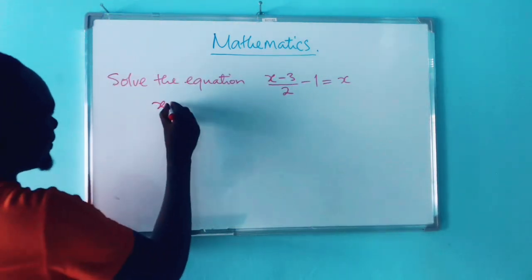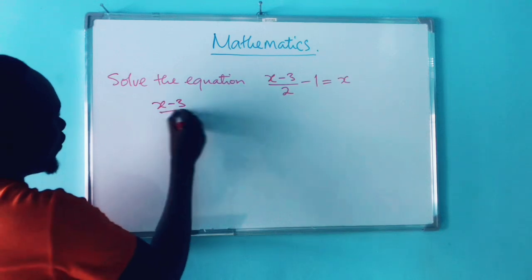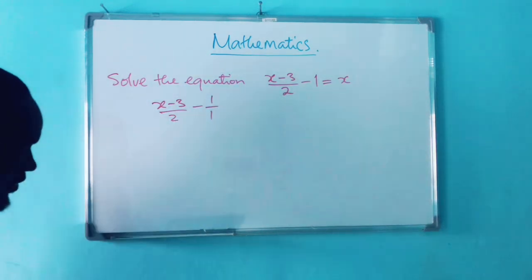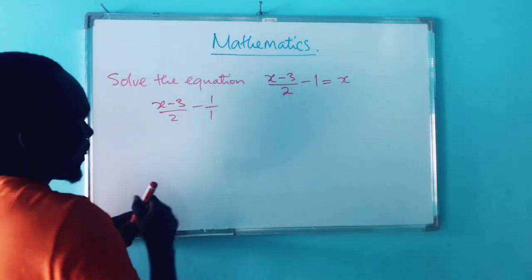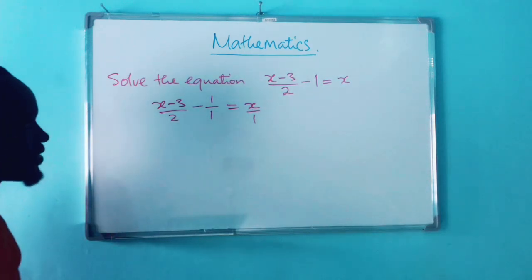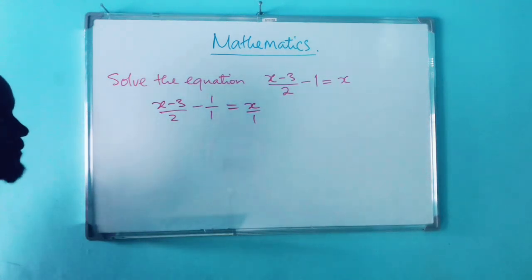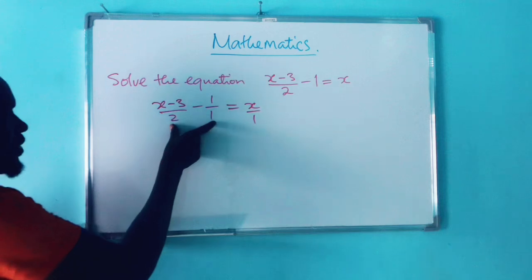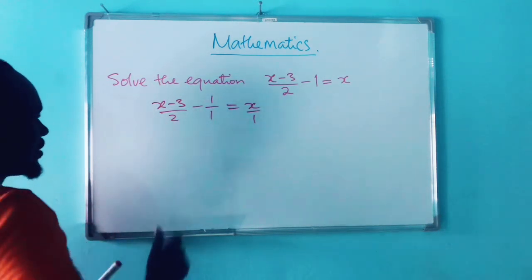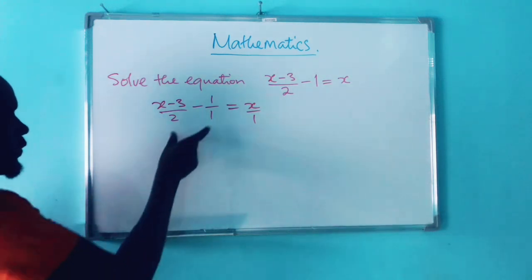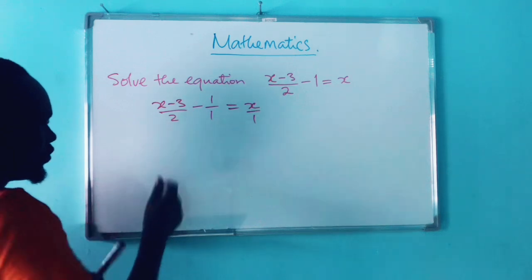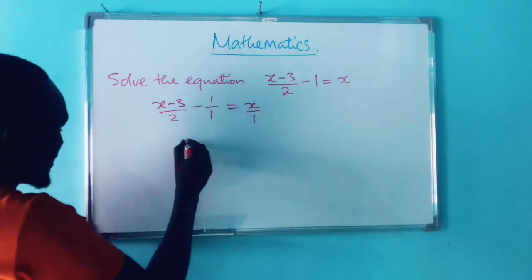So we have x minus 3 over 2 minus 1 over 1. We have changed this one to a fraction, and that should equal x over 1 as well, so that everything we have now is fractions. Now we can write these two fractions as a single fraction. How do we go about that? We need to find the lowest common denominator for these two. 2 times 1 will just give us 2.